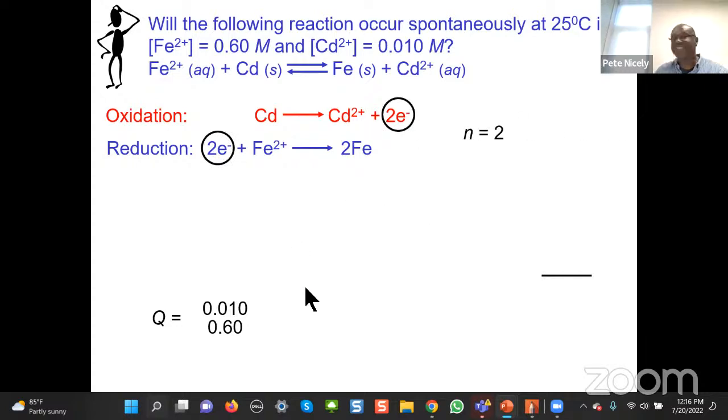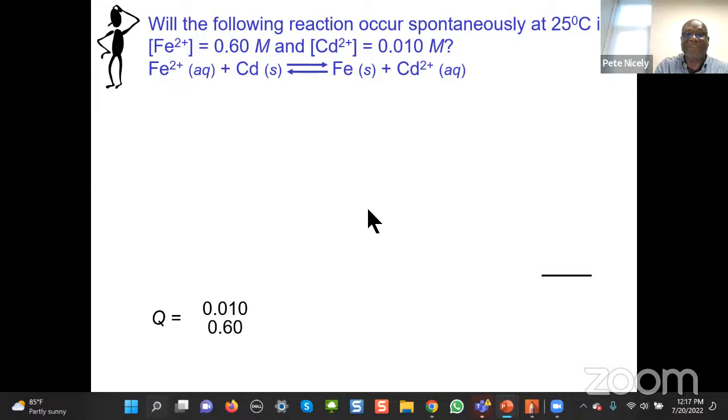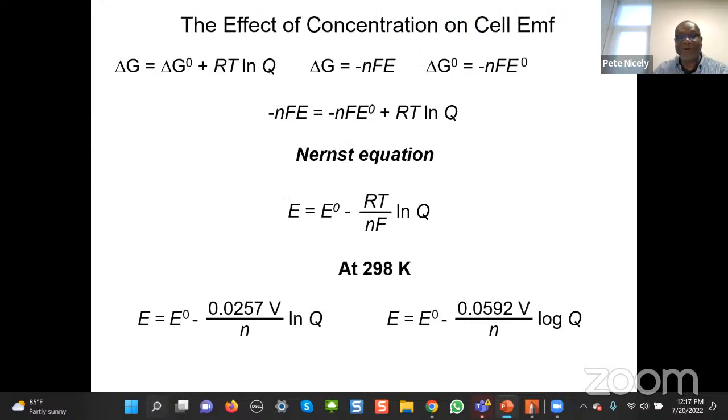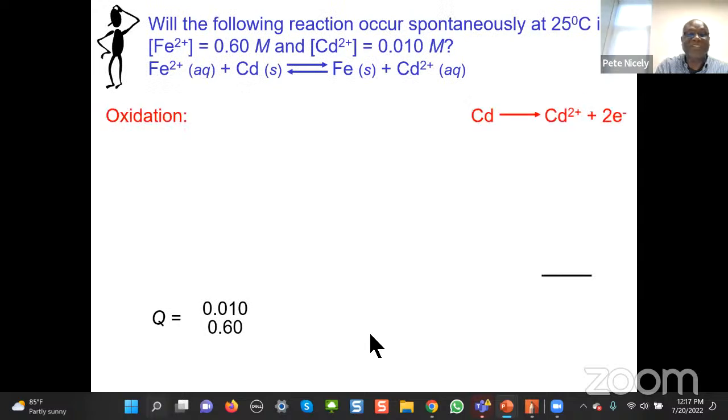Now, the standard EMF, we need to figure that out, right? Because, let me go back to the previous page. This is the equation that we're going to use, right? In order for us to determine the EMF of the cell, we need a standard EMF and we need n. We just figured out n. Now we need to figure out the standard EMF. So let me go back to this here.